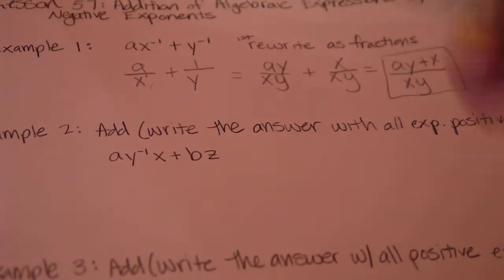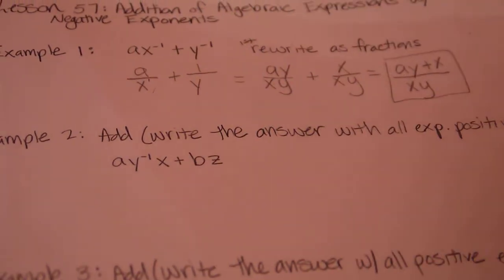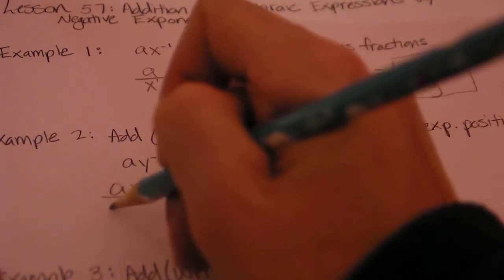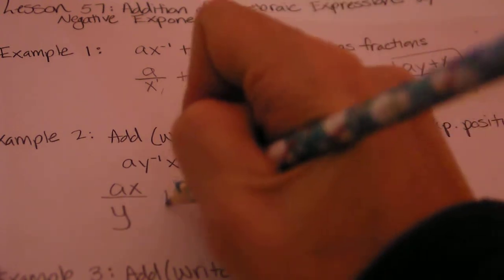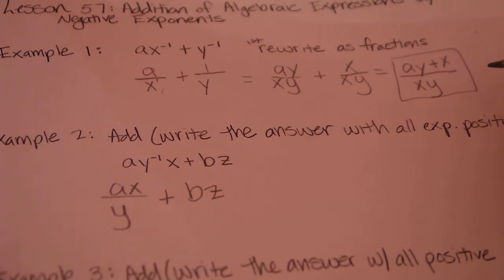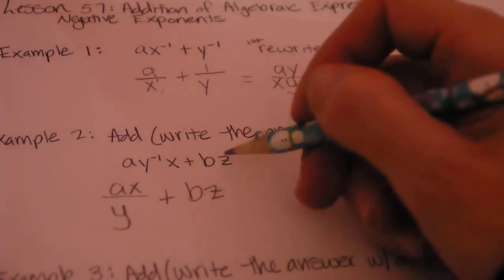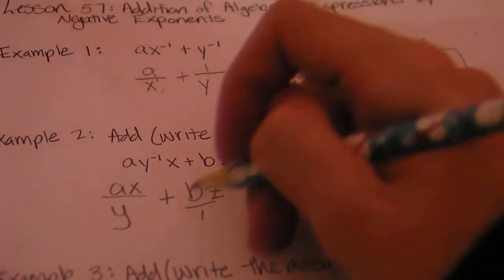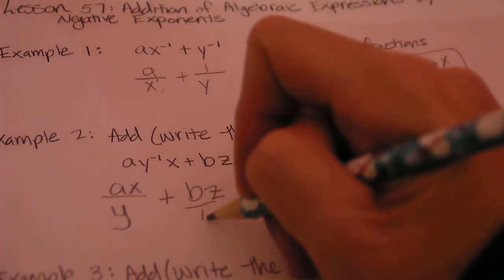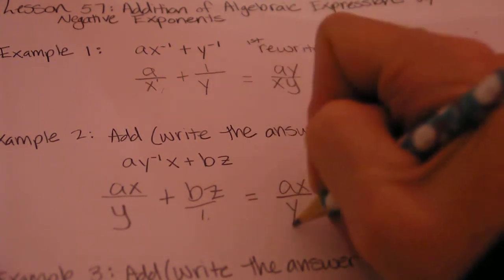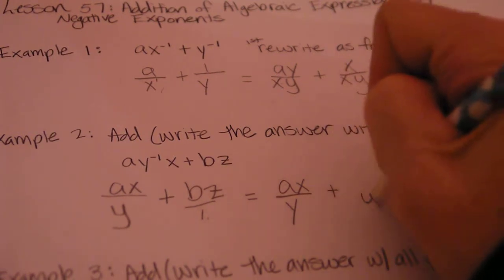Okay, so let's look at example 2. Same thing, we're going to rewrite it with everybody in the right part of the fraction, making everybody have positive exponents. That's a b z, a x over y plus b z. So that's how we got from here to here. Now again, we don't have common denominators. So this guy needs to get a y down there, right? So the first fraction doesn't need to change because y is going to be our common denominator.